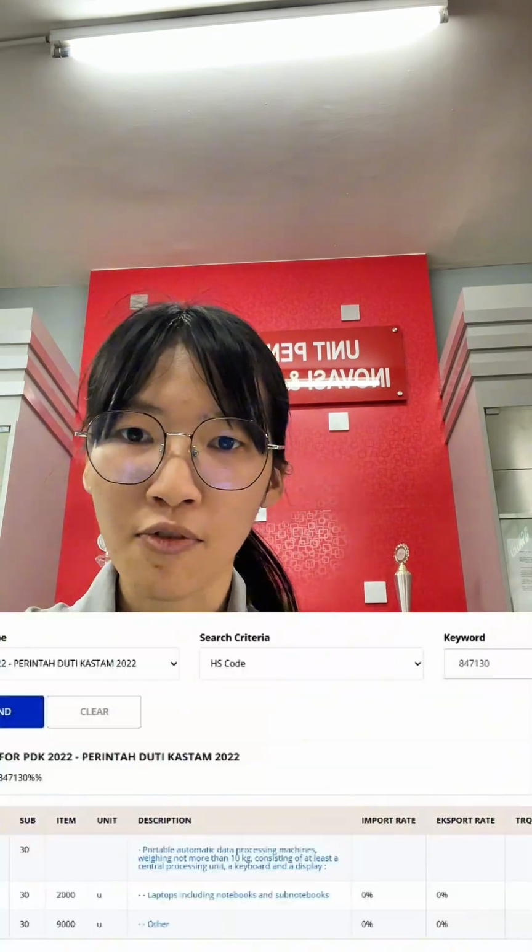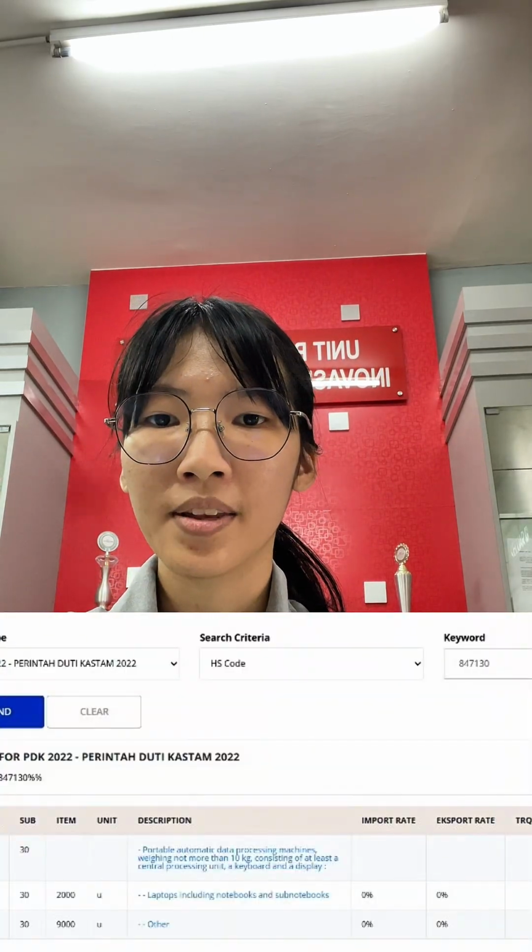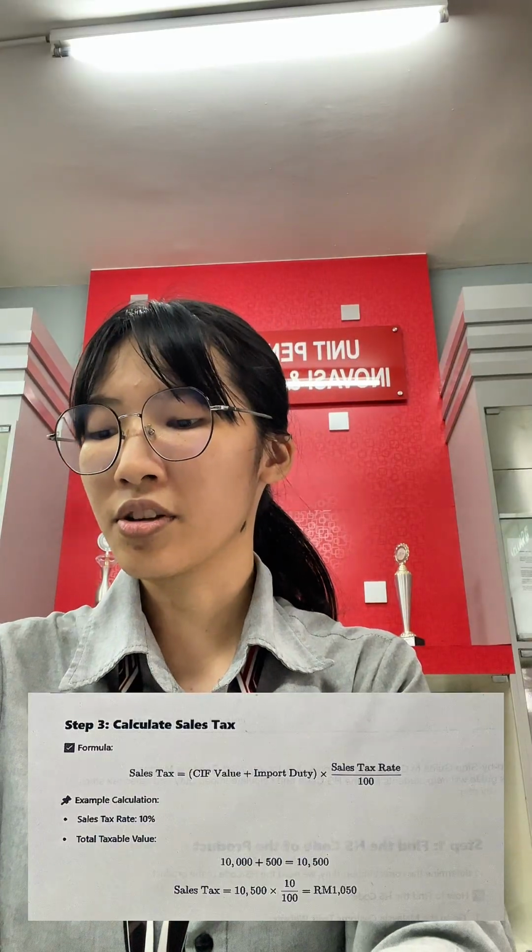Number 2 question: sales tax. The sales tax formula is CIF value add the import duty times the sales tax rate over 100. We settled already the first, 10 million at 0. After that, we times the 10% over 100. So lastly, we get 1 million. Okay, sales tax is 1 million.